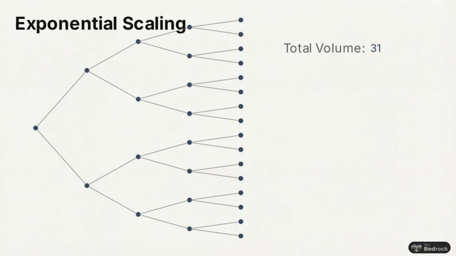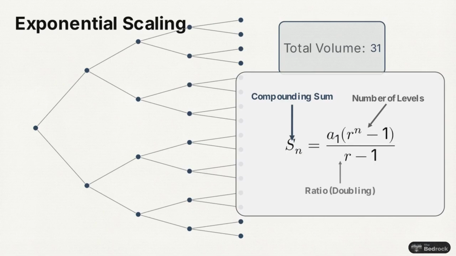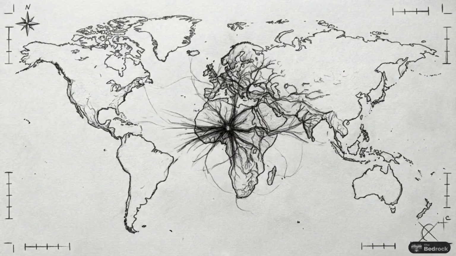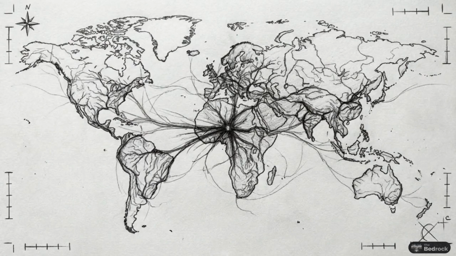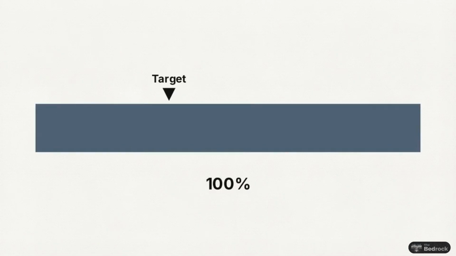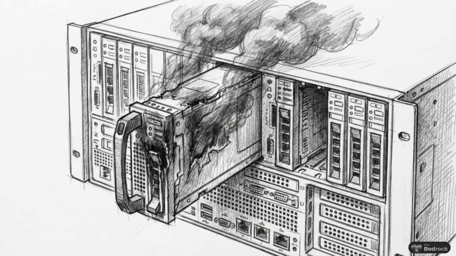To track total volume, use the compounding sum formula. S sub n equals a1 times (r to the n minus 1) divided by (r minus 1). That compounding calculation governs complex scaling algorithms and is the core math used to model viral spread in analytics. Geometric sequences create a critical trade-off. They make binary searches incredibly efficient by continuously dividing datasets, but they can also trigger catastrophic memory failures if a process multiplies unchecked.